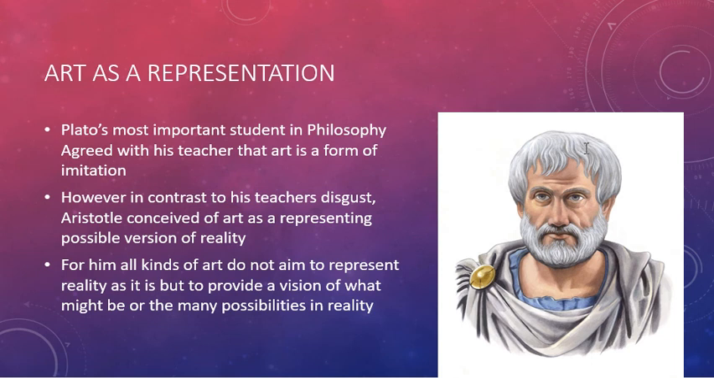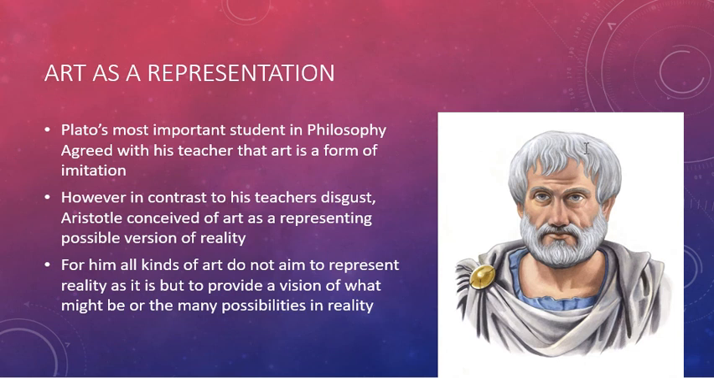Aristotle, Plato's most important student in philosophy, agreed with his teacher that art is a form of imitation. However, in contrast to his teacher's view, Aristotle conceived of art as representing a possible version of reality. He is not disgusted that art is an imitation. Rather, art is another version of a possible reality, because the reality that we see today may be different from another's perspective.